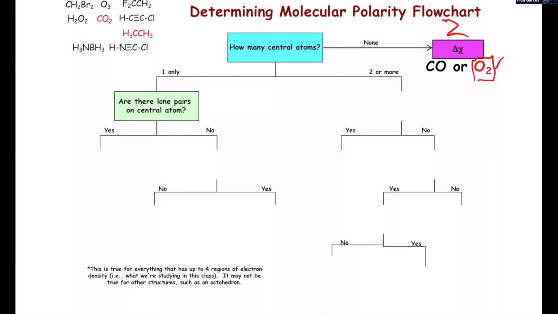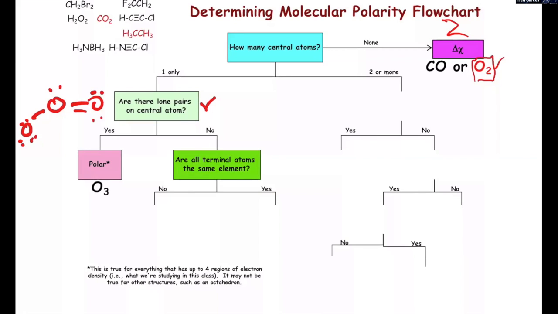If your molecule has only one central atom, are there lone pairs on the central atom? If the answer is yes, then it's polar, like ozone. Ozone is this chemical right here. Notice the central atom has a lone pair. It's polar. If there are no lone pairs on the central atom, then you look at the terminal atoms, that's what's sitting at the edge. Are all the terminal atoms the same? If they are not the same, then it's polar, because you break the symmetry. If they are the same, and this is an example, this chemical right here.